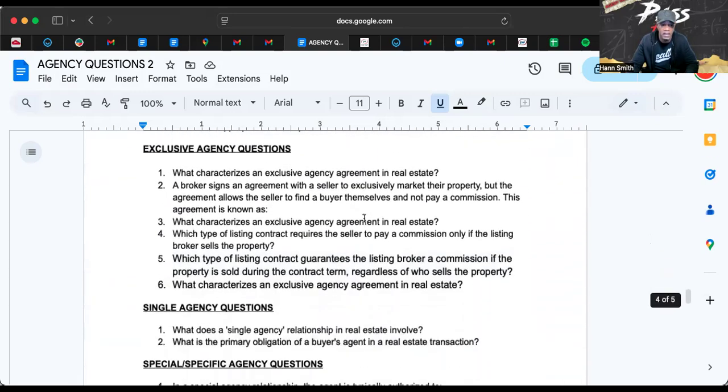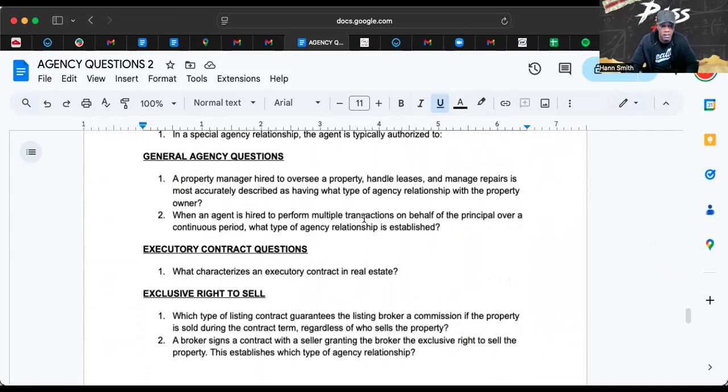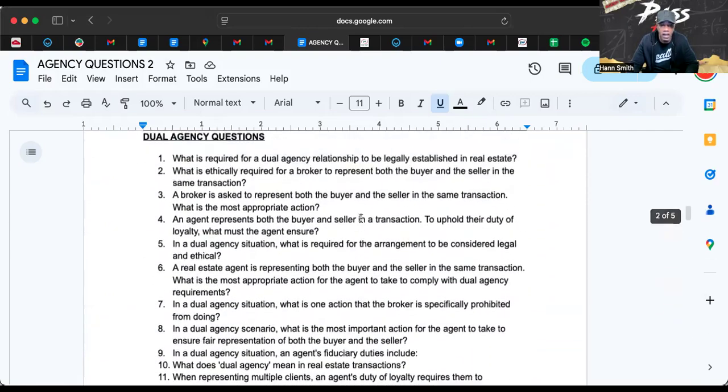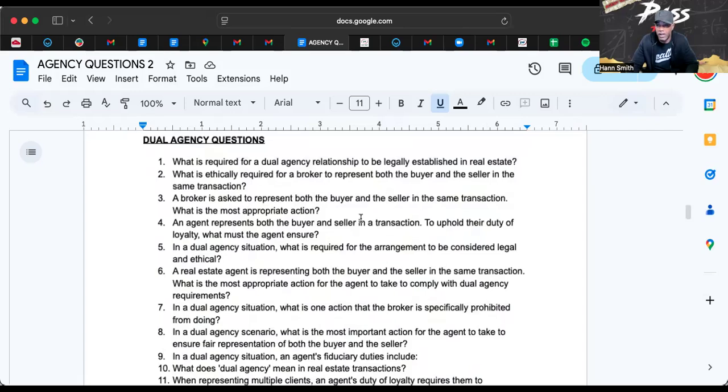All right, that's termination of agencies, exclusive agency relationship questions, general agency, executory contract, exclusive right to sell. But those are just some basic questions about dual agency and single agency. Ultimately, agency is the relationship that you're creating with the person who's hiring you to perform a certain task. It could be single agency, when you represent the buyer or the seller, not both, or dual agency when you represent both. It has to be in writing, both have to consent to it, and it needs to be disclosed.